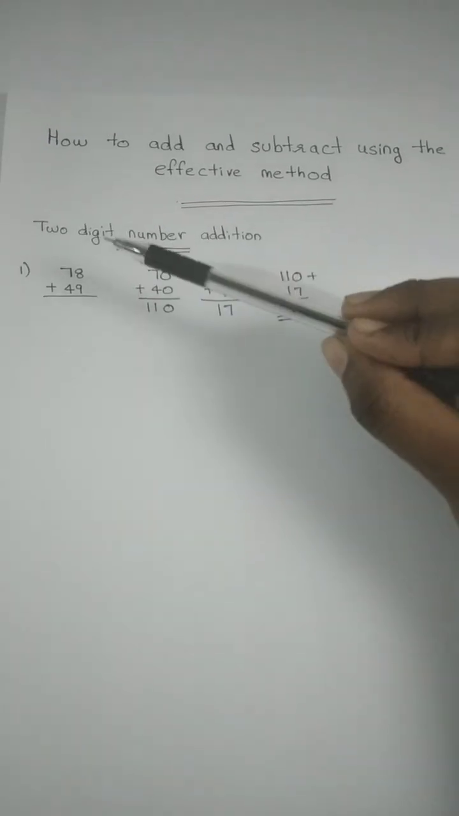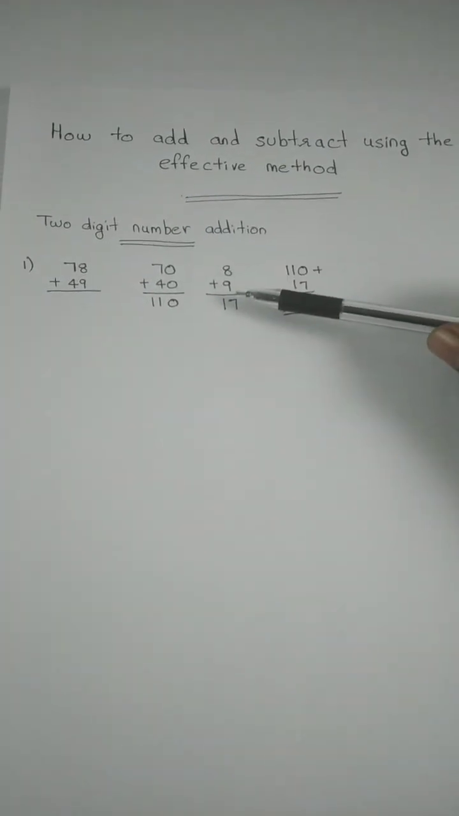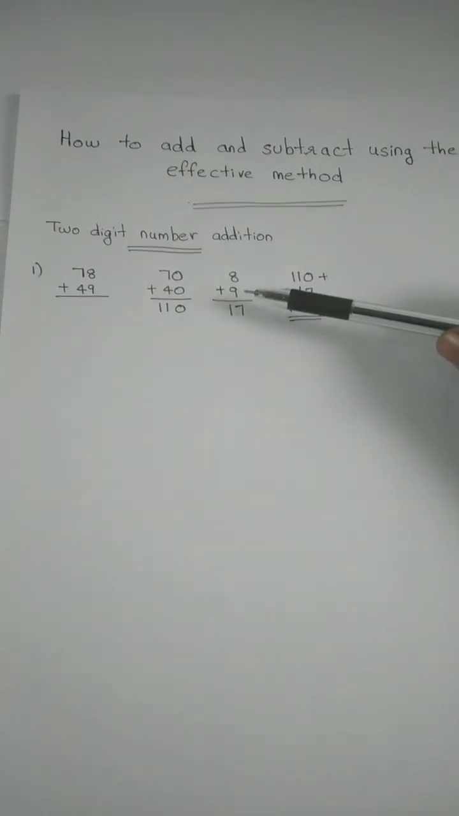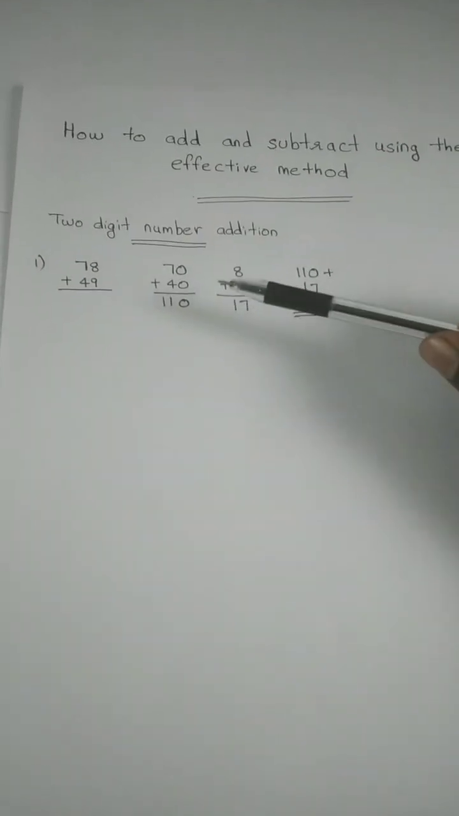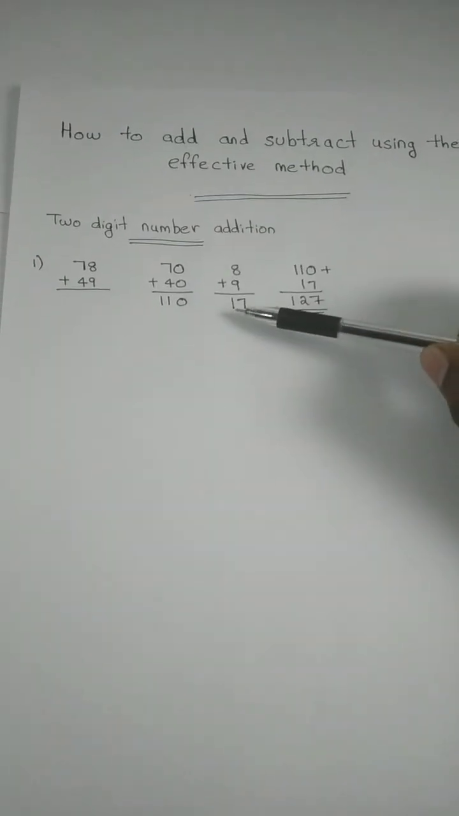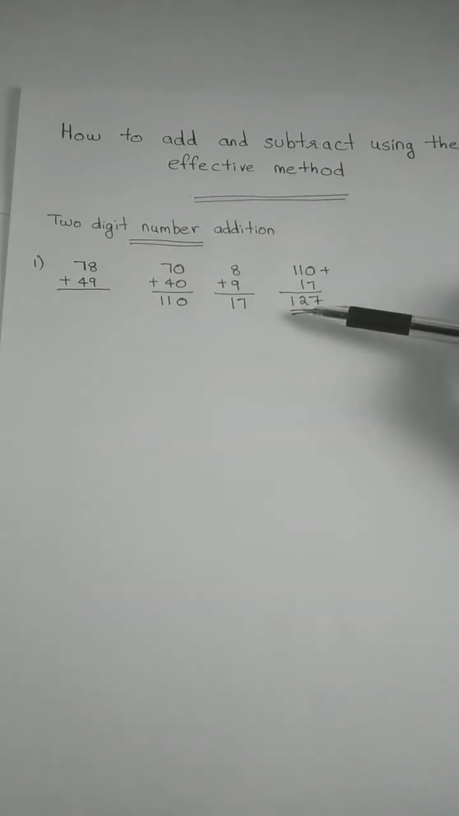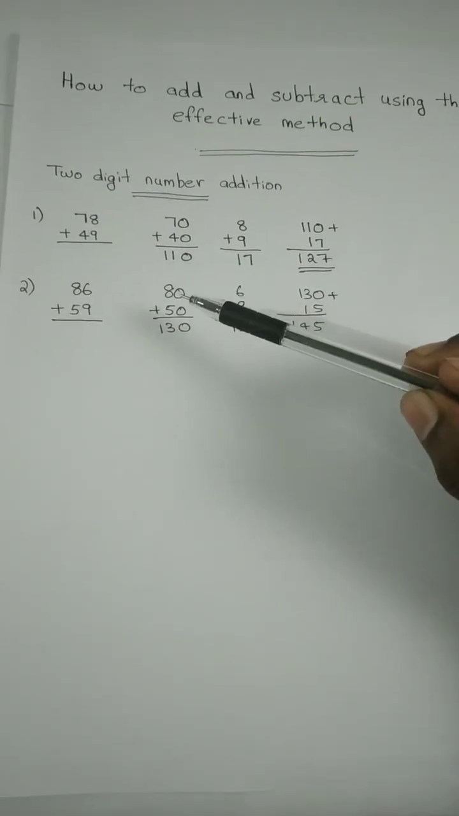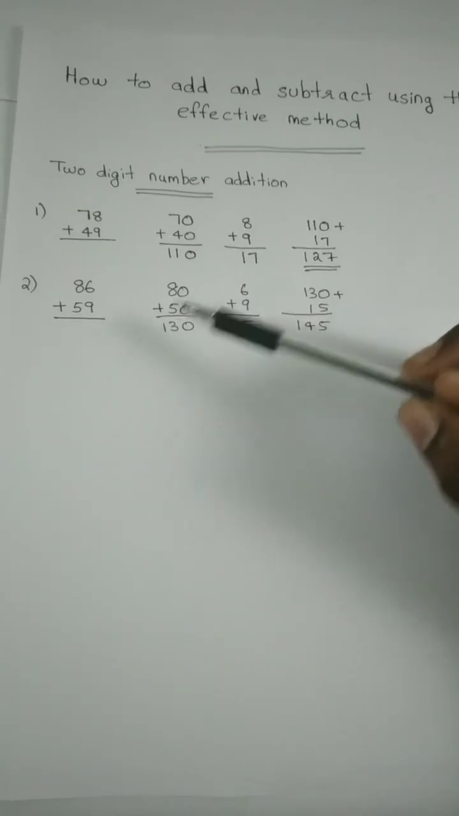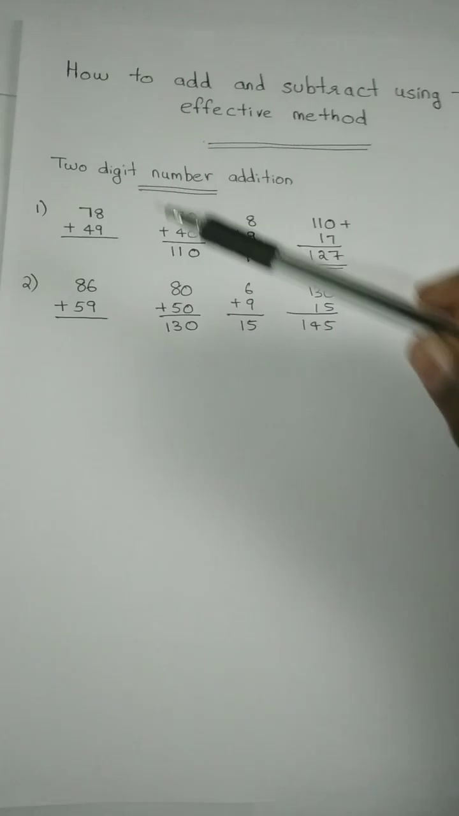So we just have 8 and 9 left here. We want to separately add 8 and 9, and when we add 8 and 9 we would get 17. So it became a lot easier. So we can easily add 110 and 17. When 110 is added to 17 we would get 127. This method might seem tough at the beginning, but when you practice it more often you can easily do the calculation in the mind itself.